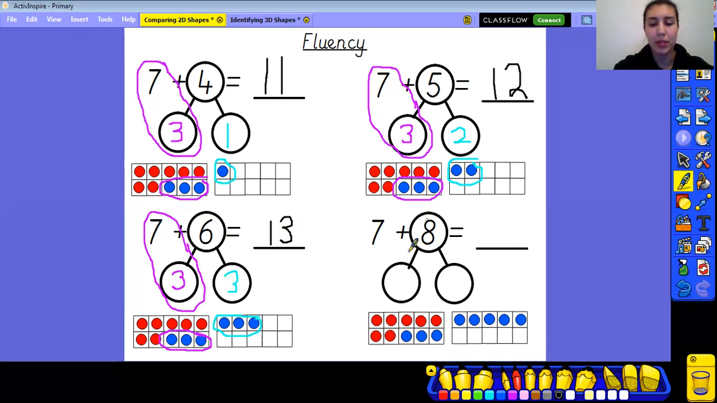And then 7 plus 8, well, the first number that I'm going to split my second addend into is going to bond with my first addend to make 10. And you can see that 7 plus 3 equals 10.